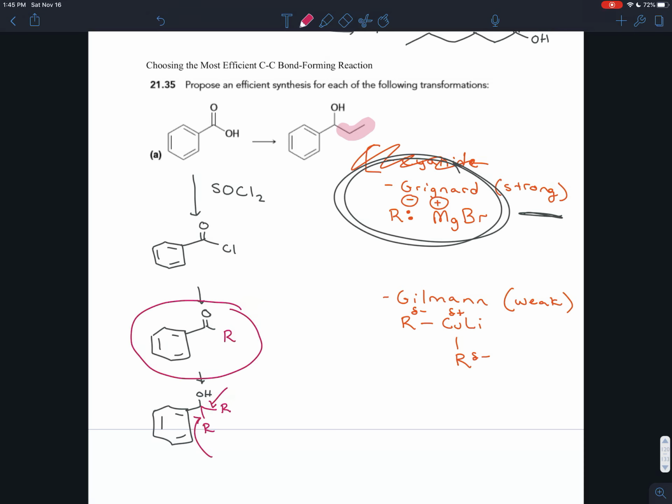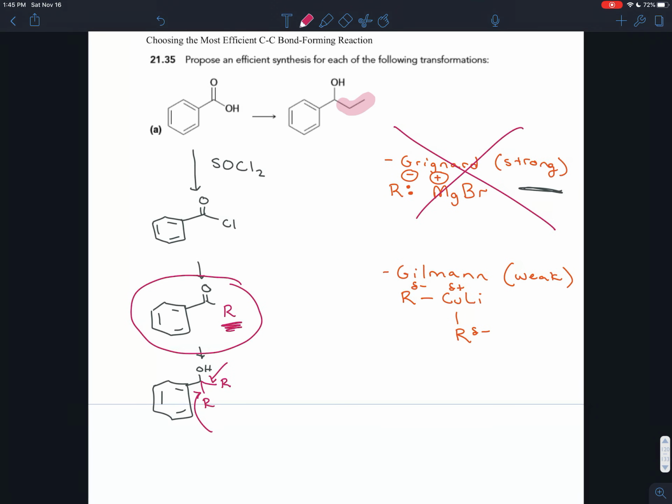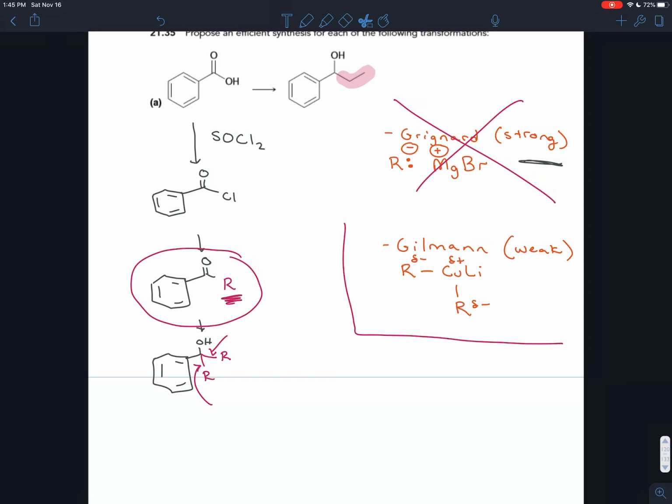Now, you may say, wait a second, you don't have a ketone in the product. We'll deal with that. But we only want one equivalent of the carbon chain to add. And therefore, we do not add a Grignard reagent. We will not add this Grignard reagent. We only want to add one equivalent of the R group, so we'll use the weaker carbon nucleophile, the Gilman reagent.